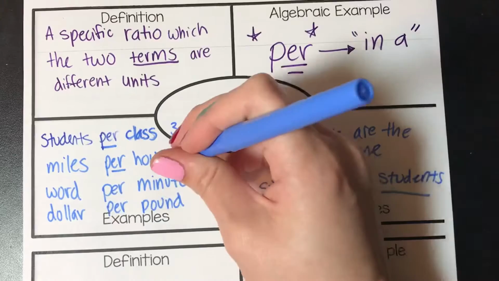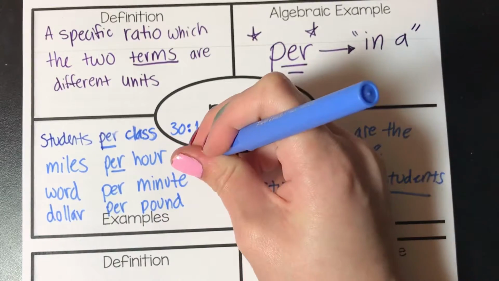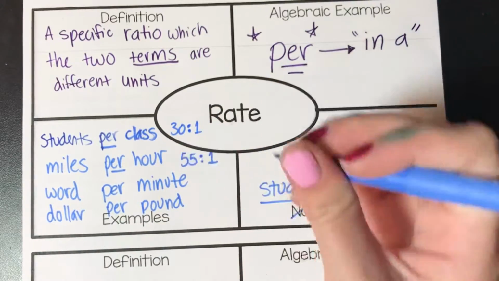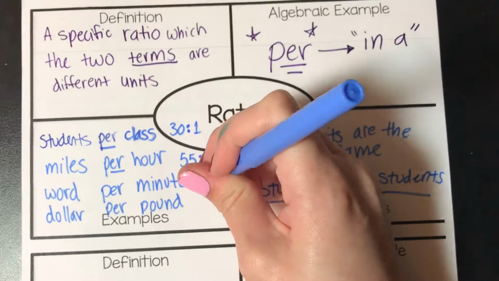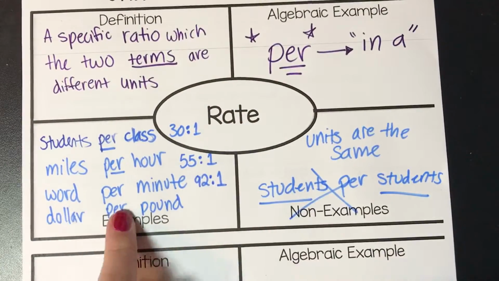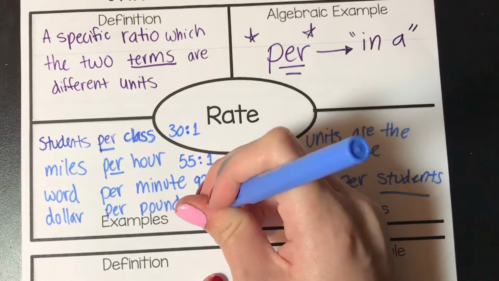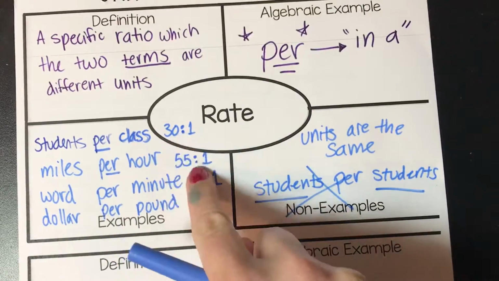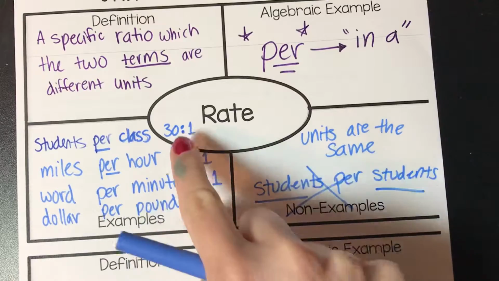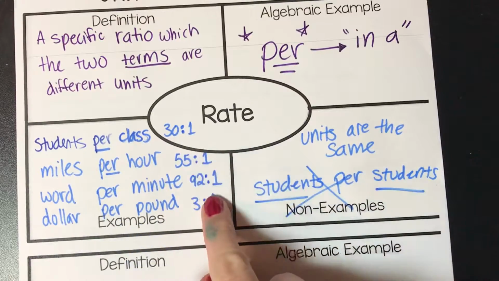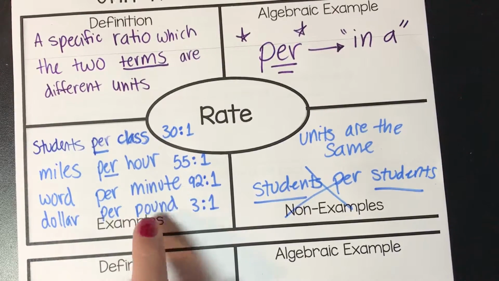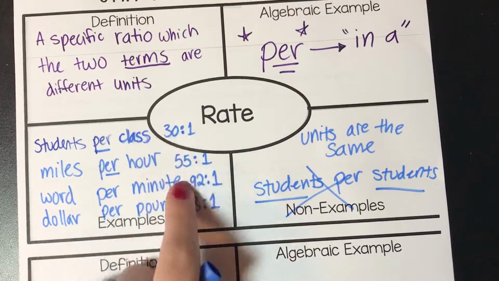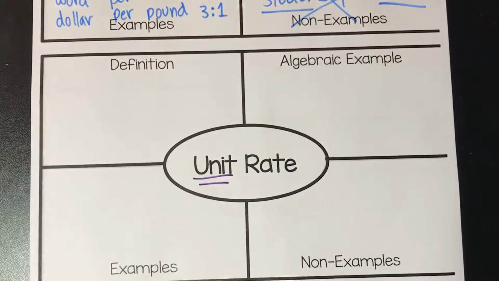Miles per hour. You're going 55 miles per hour. Words per minute. You typed 92 words per minute. Or it's going to cost you $3 per pound. Do you notice a trend here? All these rates, I have them compared to just one class, 1 hour, 1 minute, 1 pound. This is actually going to lead us into what the next item is.